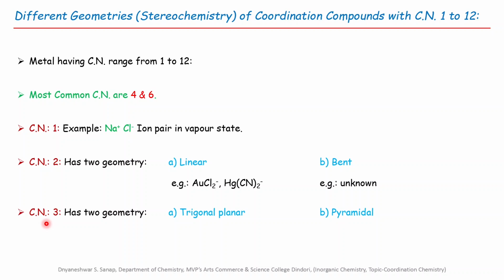The next coordination number is 3. There are two geometries for coordination number 3. The first one is trigonal planar and the second one is pyramidal. Let us see the examples. An example for trigonal planar is HgI3- and an example for pyramidal is SnCl3-.